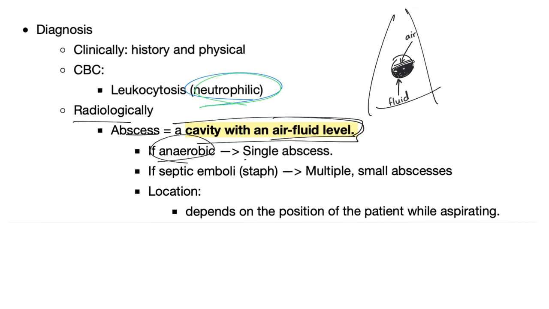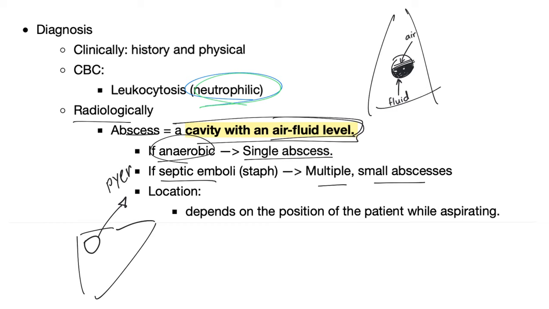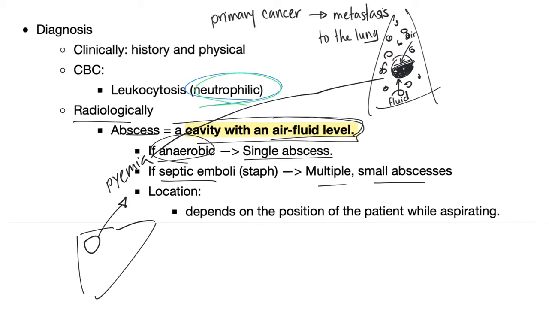If it's an anaerobic bacteria, it's usually a single abscess. If it's septic emboli, multiple small abscesses. Translation: let's say you have an abscess in an organ, let's say liver. And then it went to the blood, a septic focus, pyemia. And then it went to the lung. It's not going to be singular. It's going to be pew, pew, pew, pew, multiple. Same thing with lung metastases. They look like this. They're not singular.